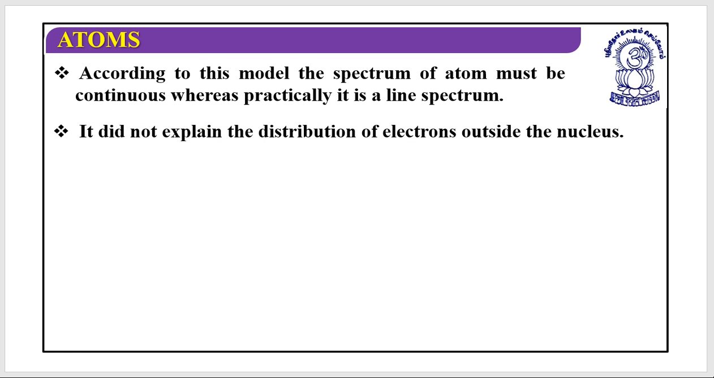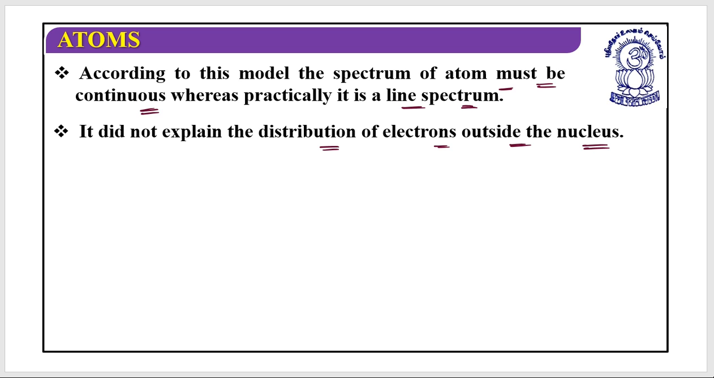According to this model, the spectrum of an atom must be continuous, whereas what we receive is a line spectrum. So it did not explain the distribution of electrons outside the nucleus, how the electrons are distributed outside the nucleus. It does not tell us. I hope this is clear. These are the limitations of this model.